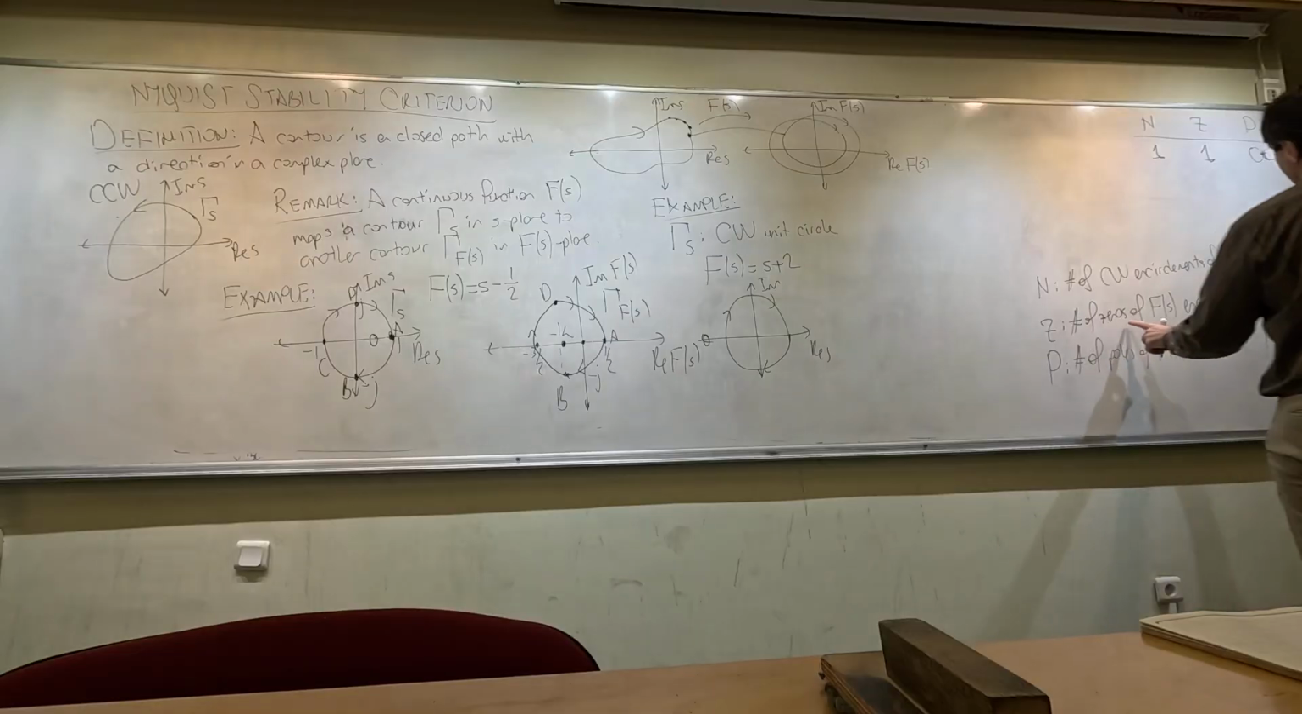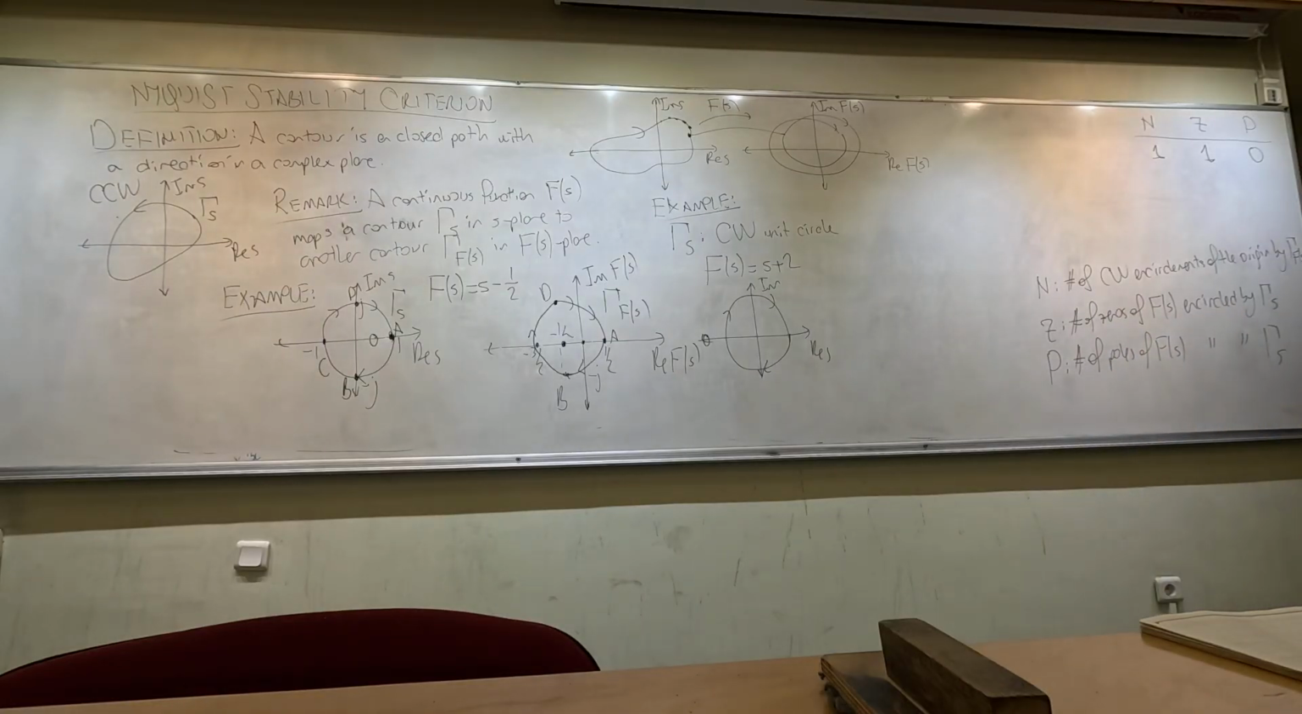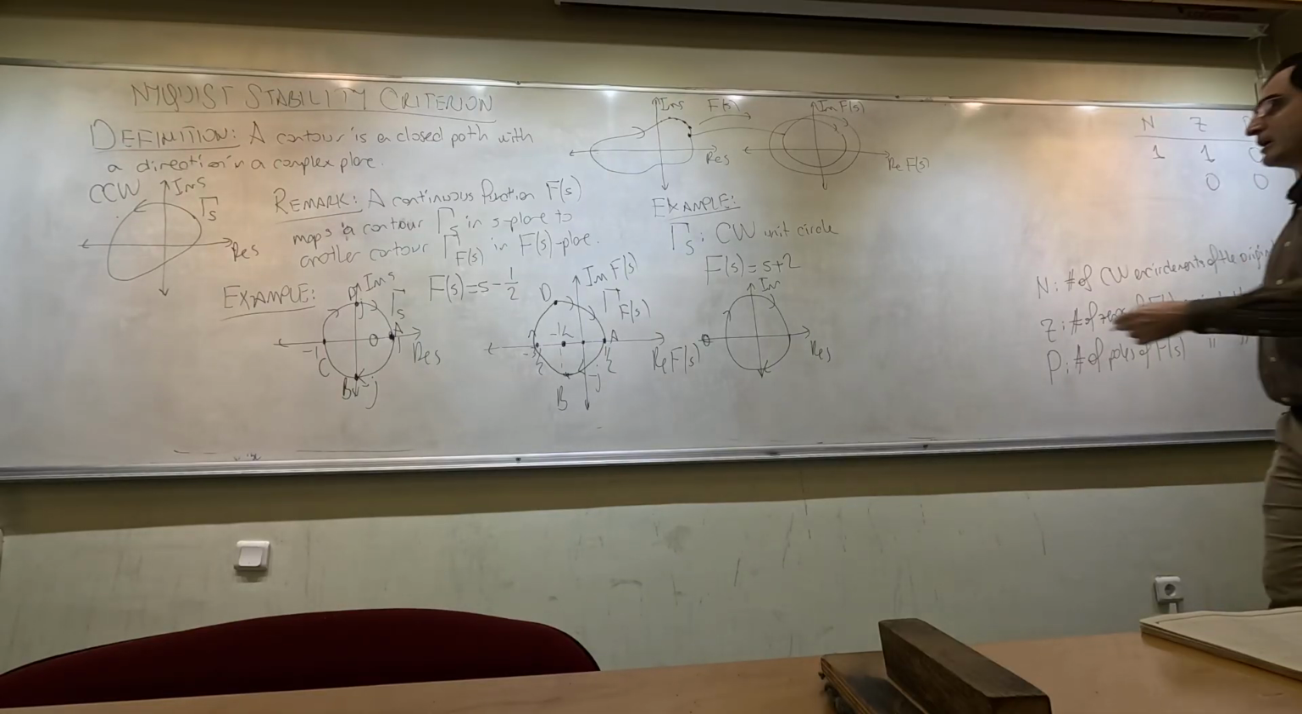Z is the number of zeros of f of s encircled by gamma s. Okay? What is z for that example? It is 0 in this case, because the 0 is now outside. It's not encircled by the curve. Okay? What is p? The transformation doesn't have any poles. Okay? So it's going to be 0, and I will try to find n.